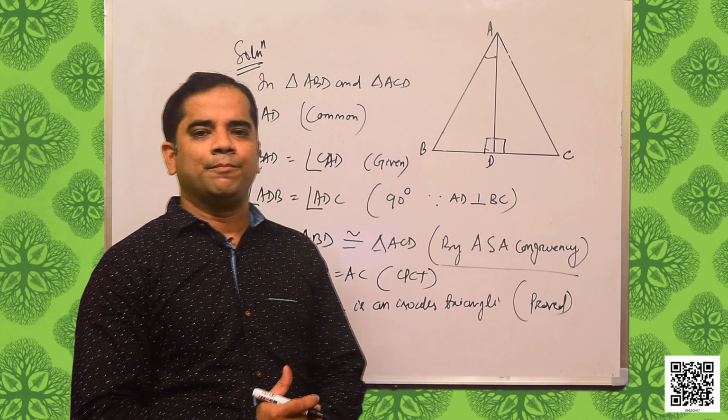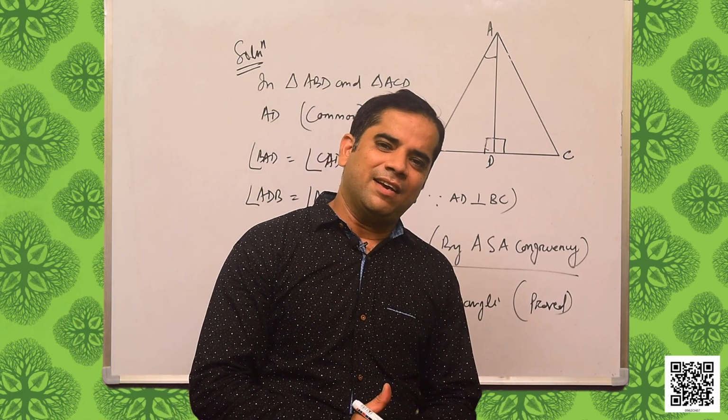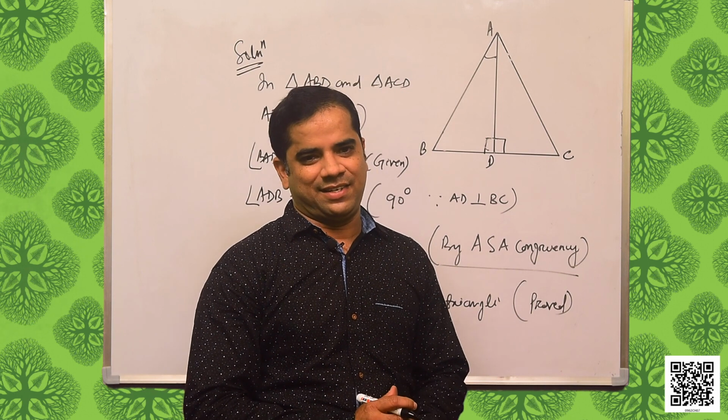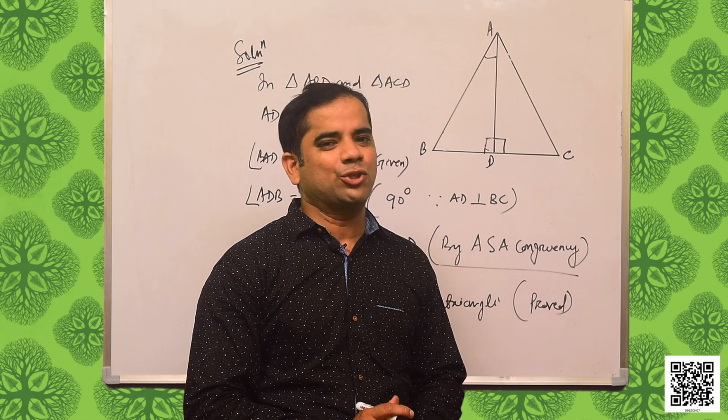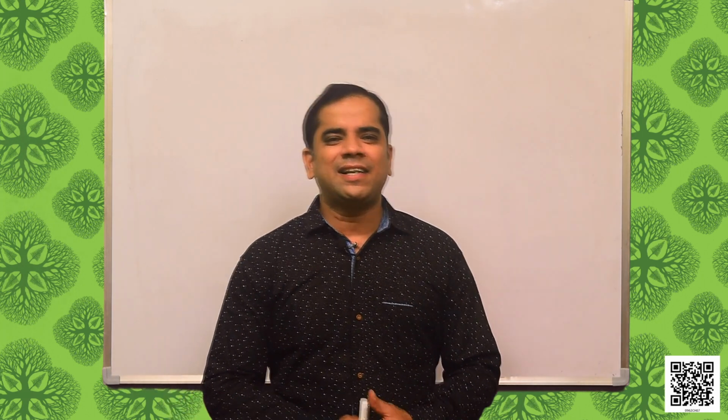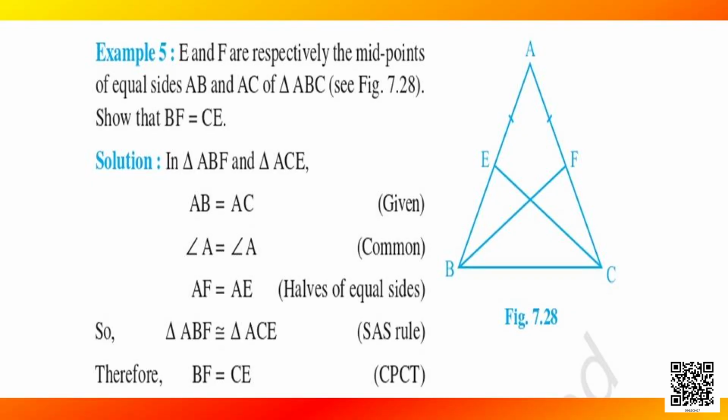Fine. So, triangle ABC is isosceles. We have proved it. Hope you have understood it. So, students, let us discuss example 5. What it says? E and F are respectively the midpoints of equal sides AB and AC of triangle ABC. Show that BF is equal to CE. Okay? Let us do it.